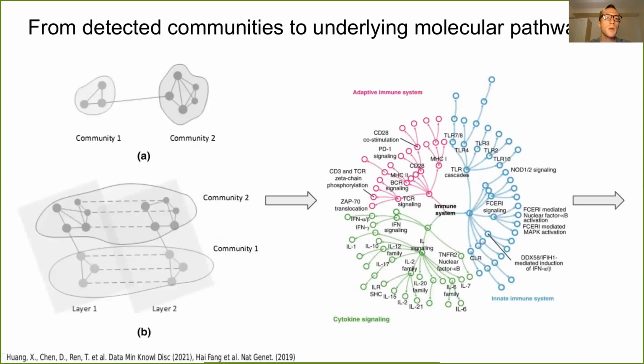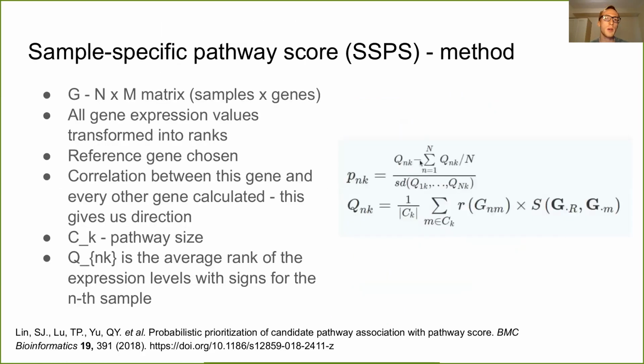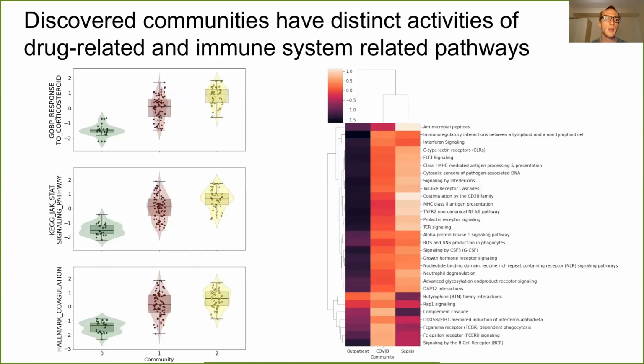And then we move on from detecting communities to understanding what is driving this molecularly. So we look at molecular pathways from KEGG and Reactome, and we calculate sample-specific pathway scores. So we rank transform the expression values, and get the average rank of expression levels of genes within a given pathway. And we calculate that for drug-related and immune system-related pathways.